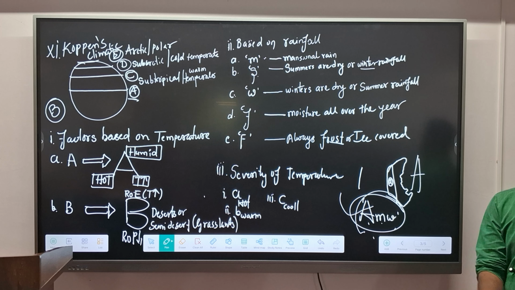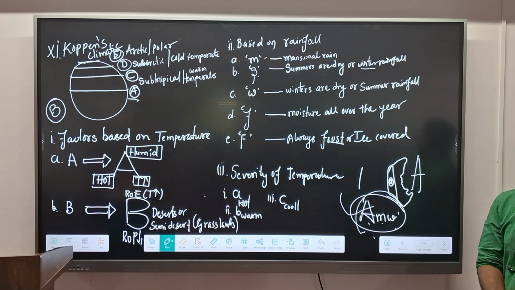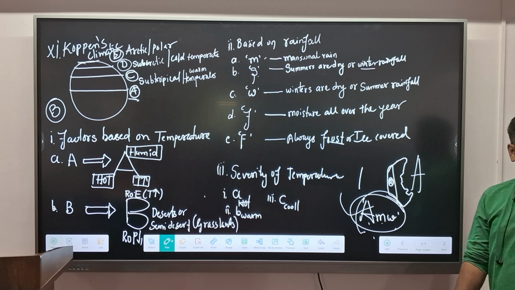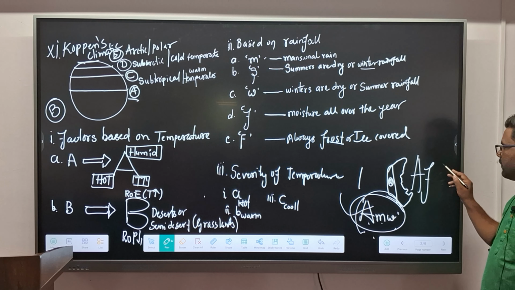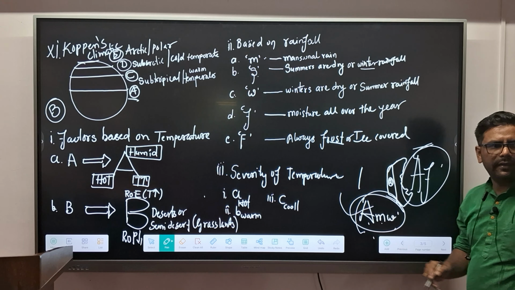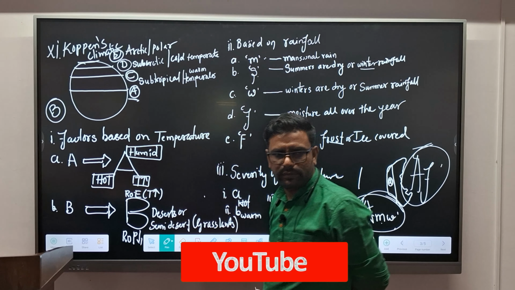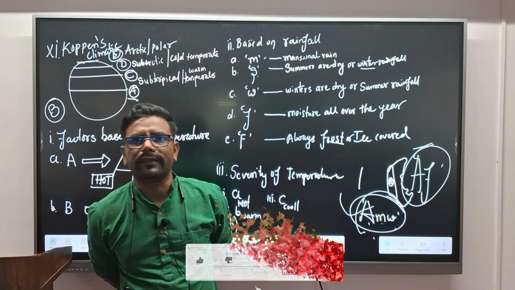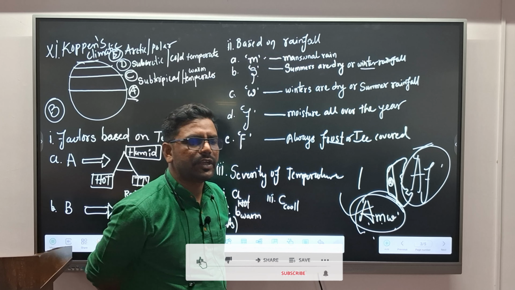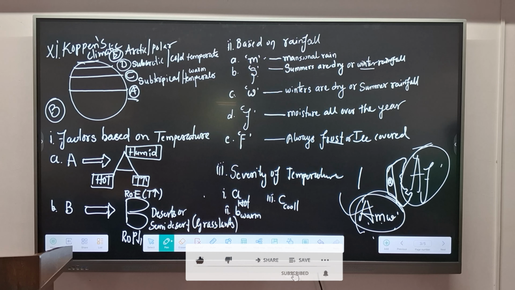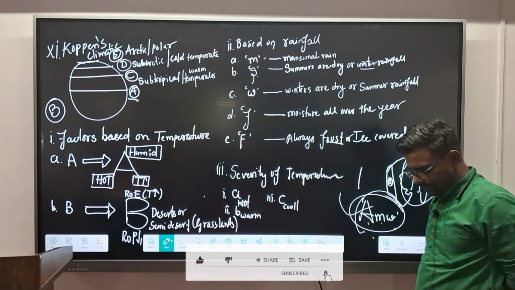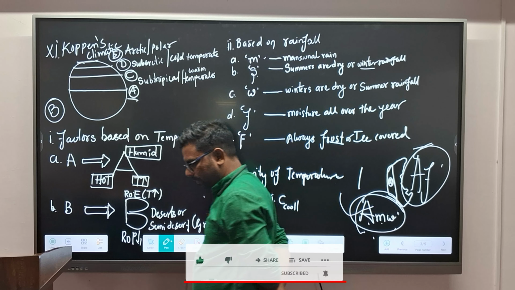Now tell me, what type of rainfall? Is the moisture always there, or only for limited years? Always means small f. That's it. AF. Okay, write it down. So the Koppen's climatic classification of the equatorial area is A small f. A small f.